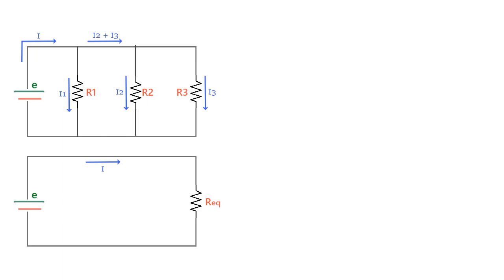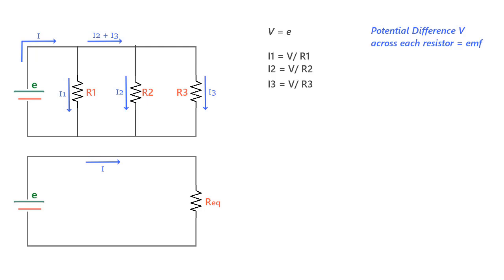So to find Req, the first thing to do is find the current flowing through each resistor, and we can say that I1 is equal to V upon R1, I2 is equal to V upon R2, and I3 is equal to V upon R3. And if we go ahead and make use of junction rule, here what we get is I is equal to I1 plus I2 plus I3, which equals V upon R1 plus V upon R2 plus V upon R3, or we take V out and this is what we get.